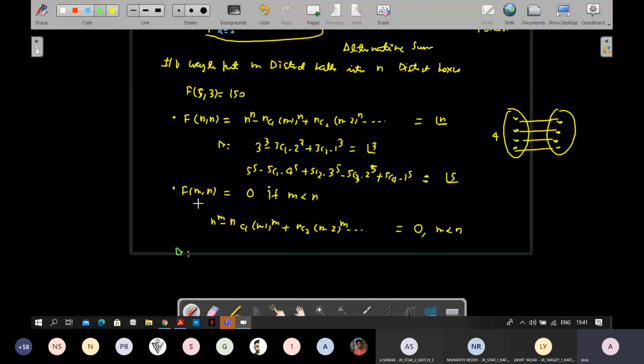Take 4 and 3: 3 balls and 4 boxes. So it can never be onto. 3 balls, 4 boxes means 4 to the power 3 minus 4c1, 3 to the power 3, plus 4c2, 2 to the power 3, minus 4c3, 1 cube. Calculate it.